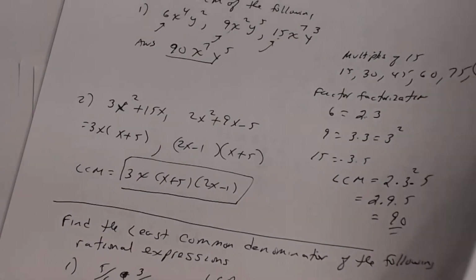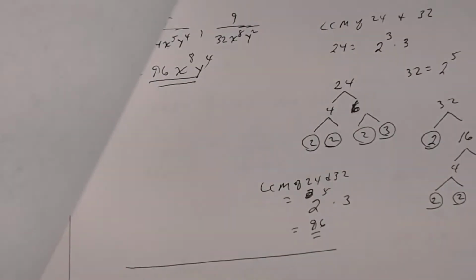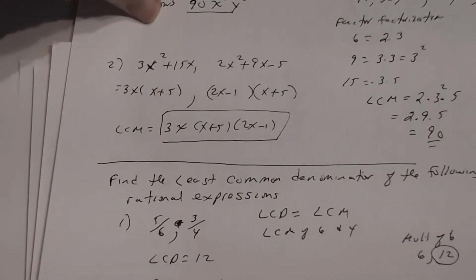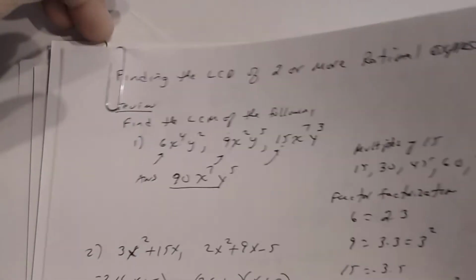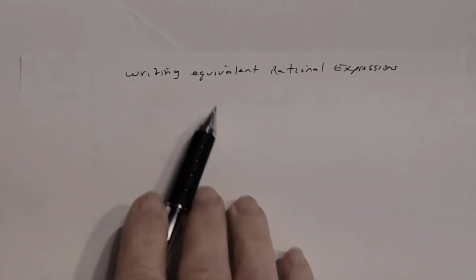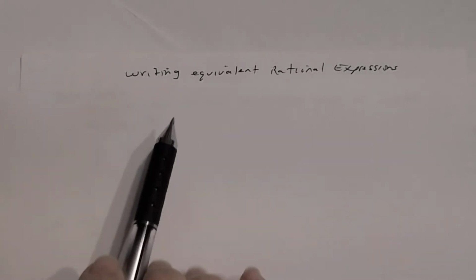So you may recall examples like these. These are lessons we've talked about, so it's very important that you review those lessons before studying this. All right, so in this lesson, we're going to write equivalent rational expressions.